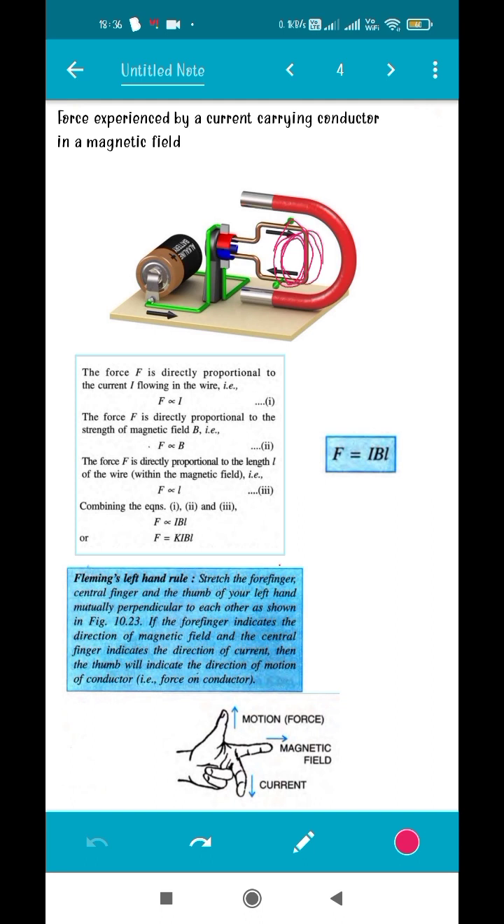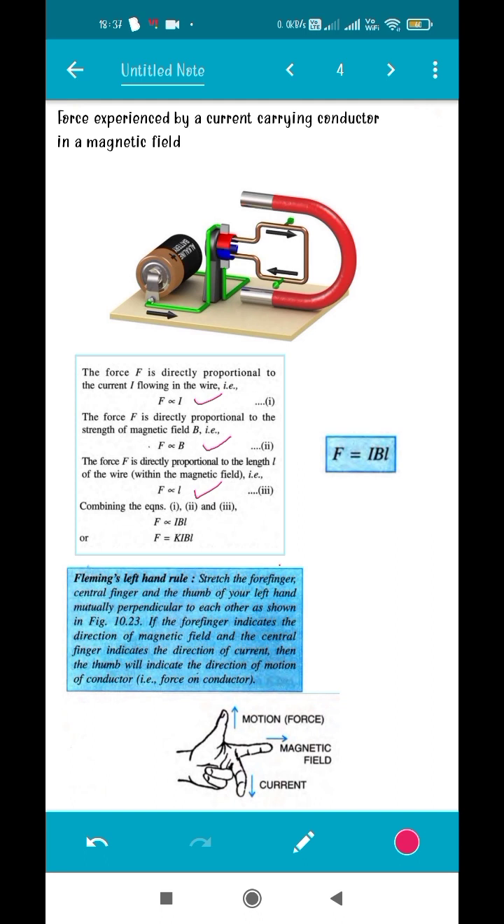It will start moving. The same thing happens in a DC motor, which you will learn in the higher classes. So whenever a current carrying conductor is placed in a magnetic field, it will always experience a force. This force is directly proportional to the amount of current flowing through the conductor. Also, it is proportional to the strength of the magnetic field, which is denoted by B. This force is also proportional to the length of the wire, L.